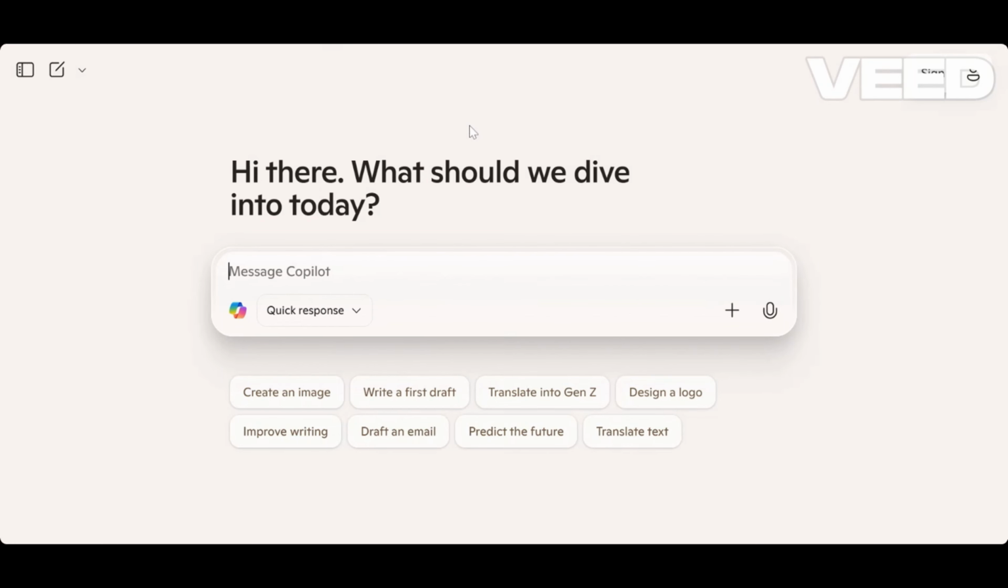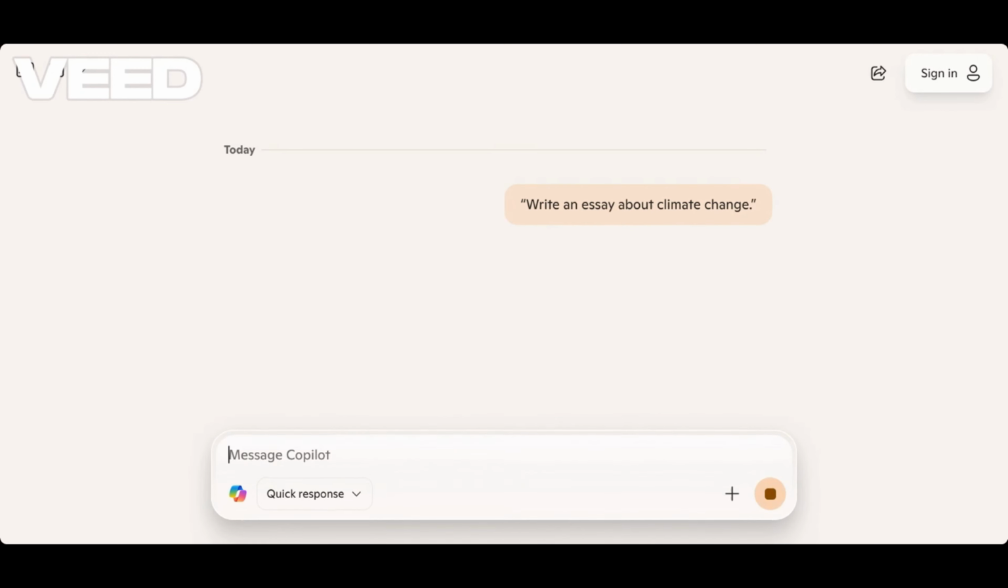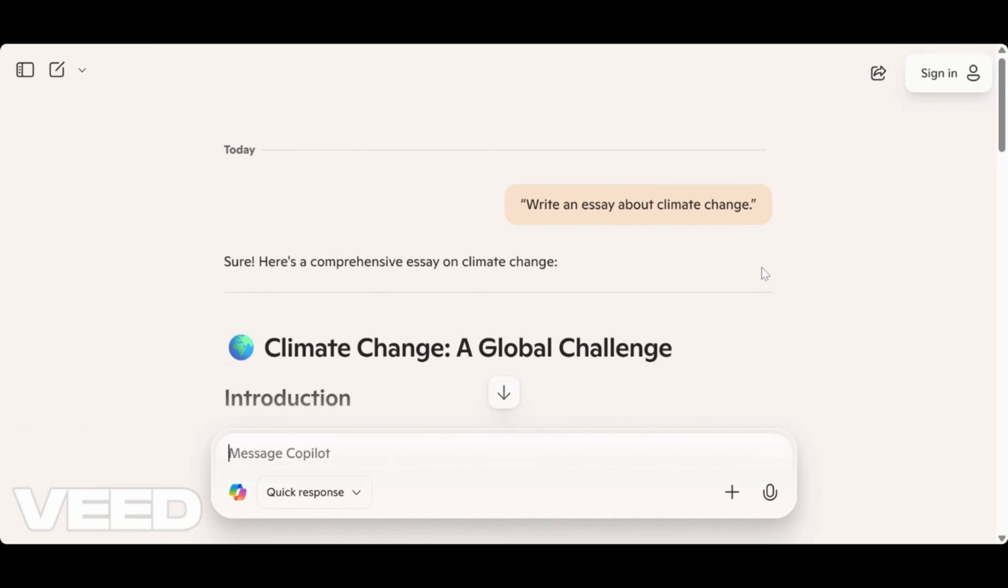All right, now that we're at the Microsoft Copilot tab, what you want to do is click on the Message Copilot taskbar and put in your prompt. For us, we'll be putting in write an essay about climate change. We're going to enter in the prompt, and now we're going to wait for it to generate an answer. Let's see what it gives us. This might take a minute. Long time. Okay, here it goes.